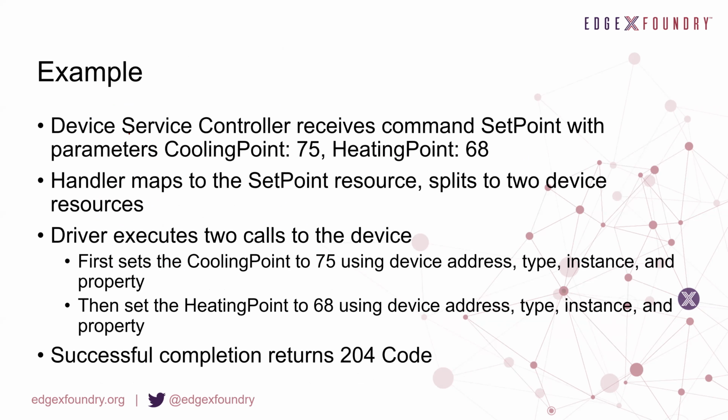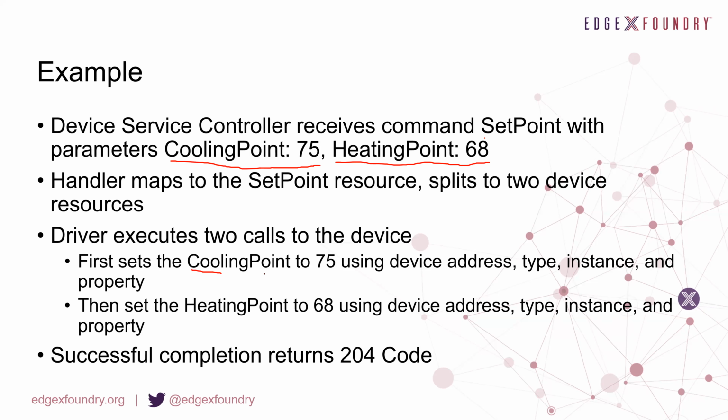So as a flow example, our device service controller, so the API, receives the command set point with the parameters cooling point 75 and heating point 68, which, as we know from the device resource layer, those are in degrees Fahrenheit. The device service handler maps those to the set point resource, and it splits it into 2 device resource calls to the driver. And then the driver executes those 2 calls sequentially.